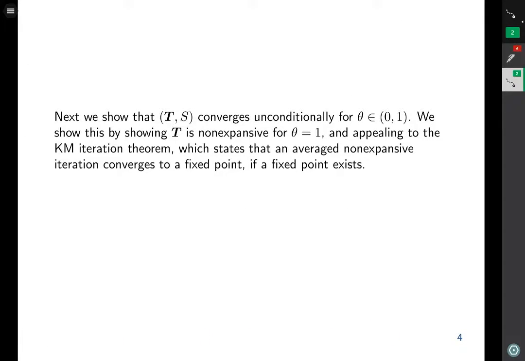Next, let's show that T, S converges unconditionally for theta between 0 and 1. We do so by showing that T is non-expansive for theta equals 1 and appealing to the KM iteration theorem, which states that an averaged non-expansive iteration converges to a fixed point provided that a fixed point exists.